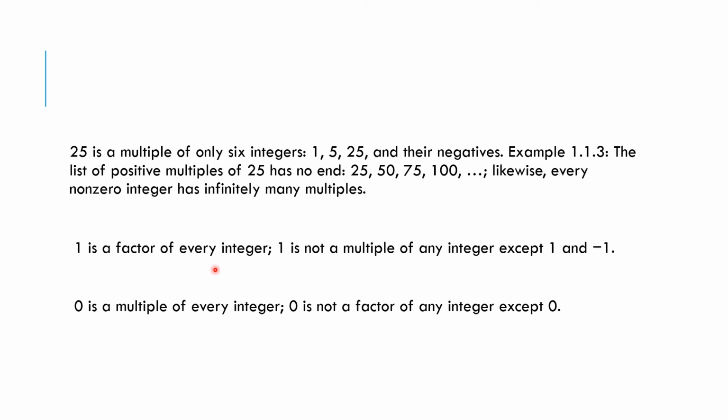1 is a factor of every integer. 1 is not a multiple of any integer except 1 and minus 1. 0 is a multiple of every integer. 0 is not a factor of any integer except 0.